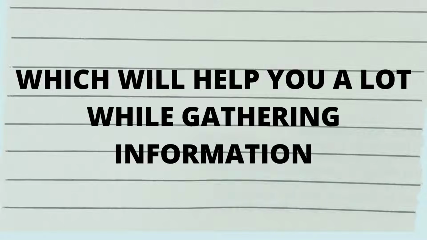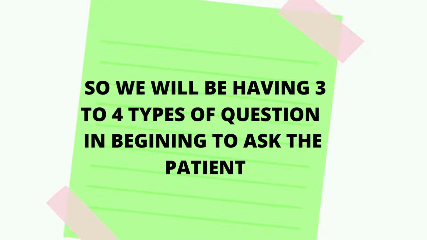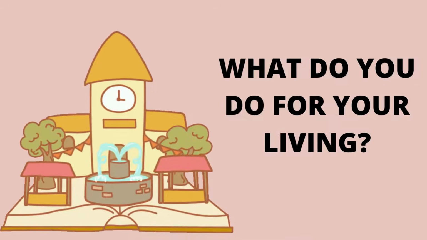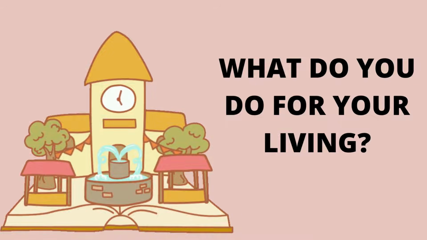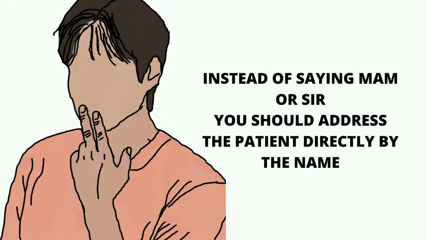In such topics, I'm giving you a formula, a format which will help you a lot while gathering information. You must start with the occupation. We will have 3 to 4 types of questions to ask the patient in the beginning. First, according to me, will be occupation. So you may start by asking, what do you do for your living? It is also important to address the patient by name instead of ma'am or sir. You should address the patient directly by name.